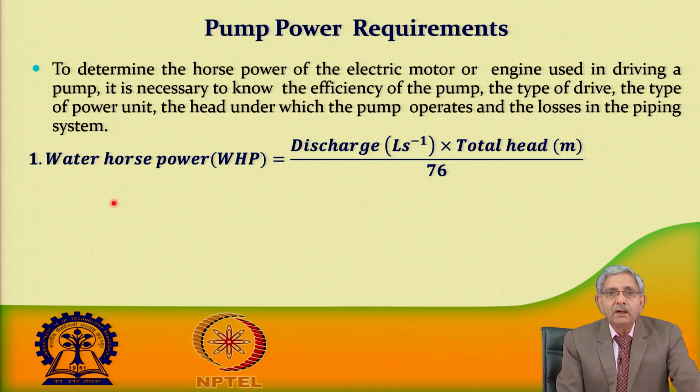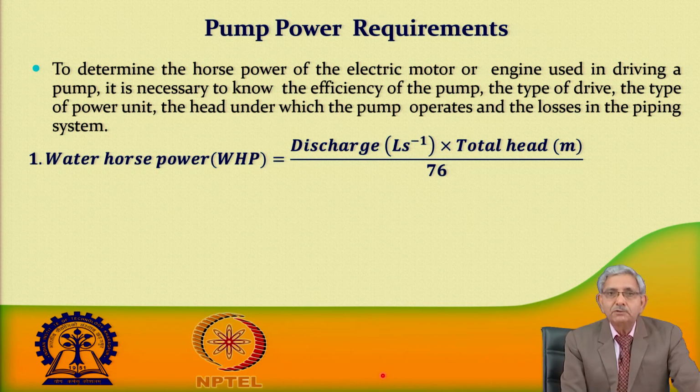Now, there is some power requirement estimation, and these terms are associated. Let us try to know what those terms are. To determine the horsepower of the electric motor or engine, which are the drives that power the pump, it is necessary to know the efficiency of the pump, type of drive, type of power unit, head under which the pump operates, and losses in the piping.